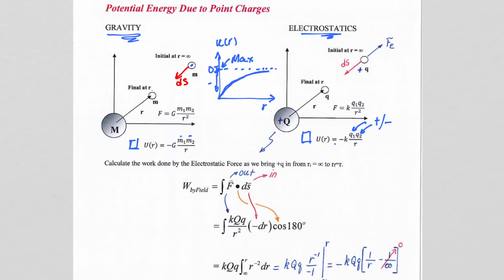Well, we're first going to calculate the work done by the field as we again bring a particle, in this case a positive q, in from infinity. So our ds is our general displacement. So our ds vector is inward. Our electrostatic force, in this case I'm using 2 positives to illustrate the derivation of the equation, is then outward. So we get a cosine of 180 between the 2 vectors. So our dot product gives us that cosine of 180.